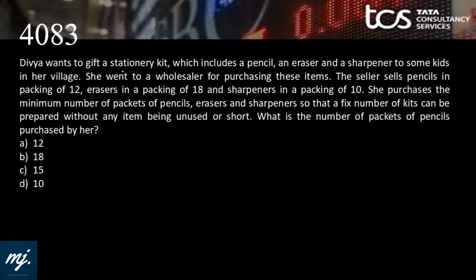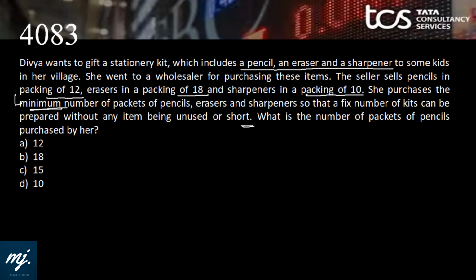Divya wants to gift a stationery kit which includes a pencil, an eraser, and a sharpener, all one each, to some kids. She went to a wholesaler for purchasing these items. The seller sells pencils in packets of 12, erasers in a packing of 18, and sharpeners in a packing of 10. She purchases the minimum number of packets of pencils, erasers, and sharpeners so that a fixed number of kits can be prepared without any item being unused or short.